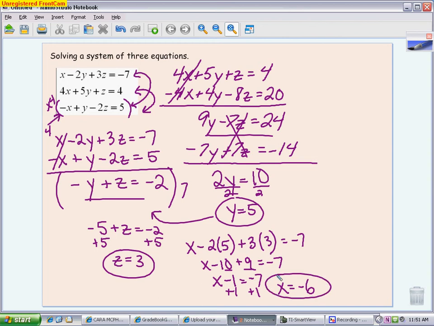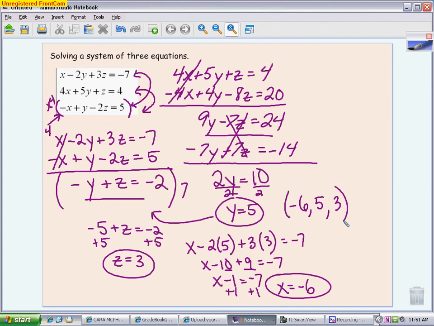The way I'd like you to get in the habit of writing your answer is as what's called an ordered triple. What I do is I write x first, so negative 6. Then I write y. Then I write z. It always goes in alphabetical order, which is why it's called an ordered triple. It has 3 pieces. And you're done.